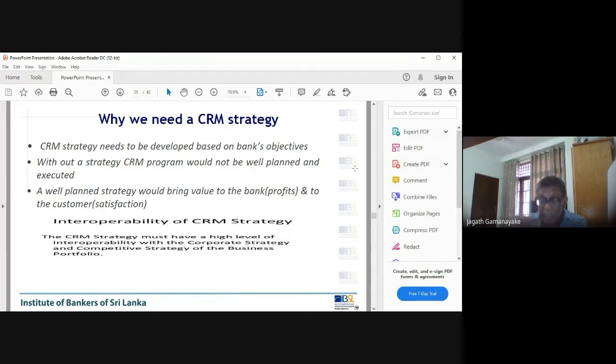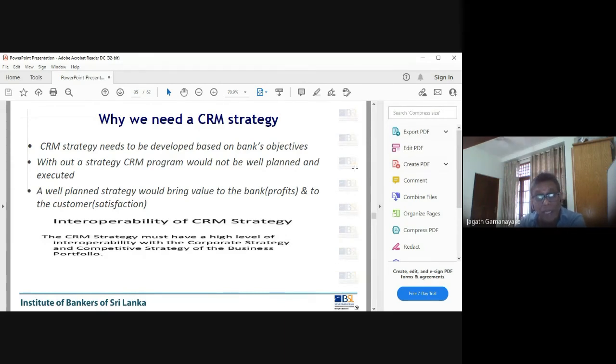Okay, so likewise, there may be a CRM strategy to support or develop your organization's objectives. How they do that is to keep your existing customers forever. Right? So remember, without a CRM strategy, the program will not be well planned and executed. Therefore, you must have a strategy. It has to fall in line with your organizational objectives.